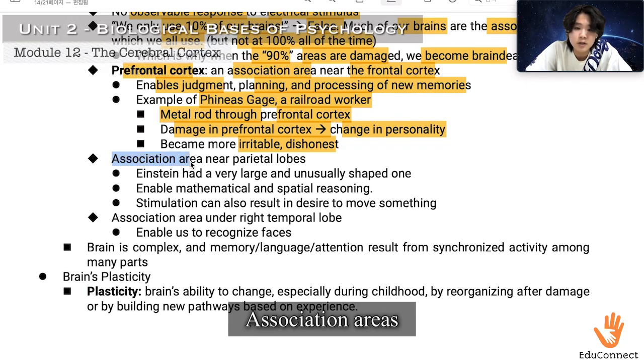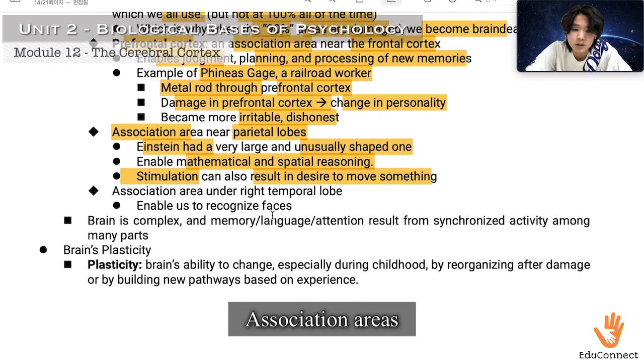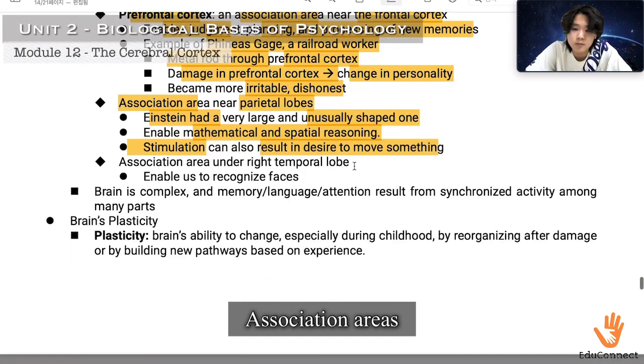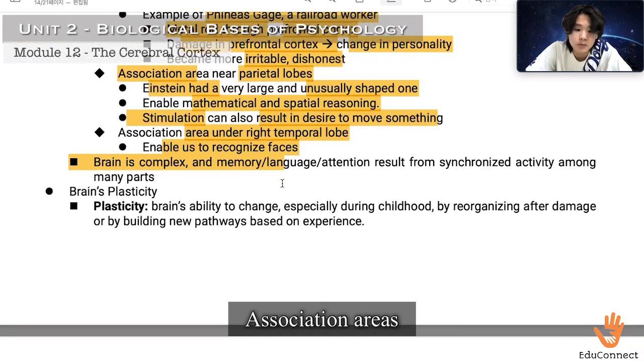And the association area near the parietal lobes, Einstein had a very large and unusually shaped one. It enables mathematical and spatial reasoning. So Einstein having a really large parietal lobe may have led to his genius math skills. The stimulation can also result in the desire to move something. And the association area under the right temporal lobe enables us to recognize faces. The brain is complex, and memory, language, attention all result from synchronized activity among many parts.